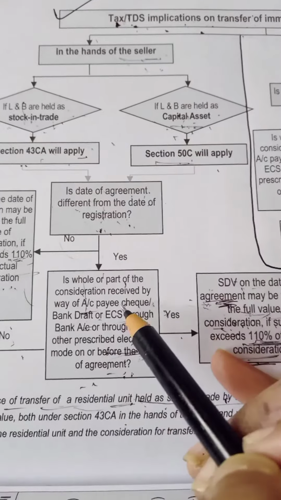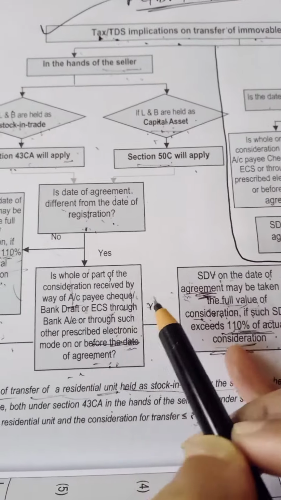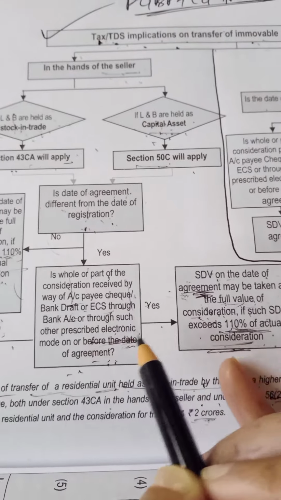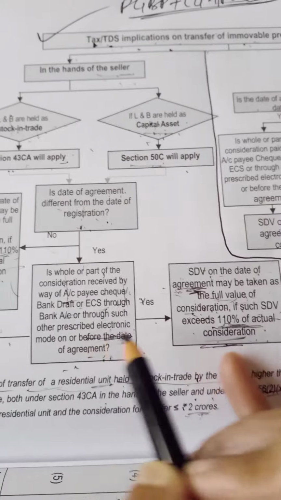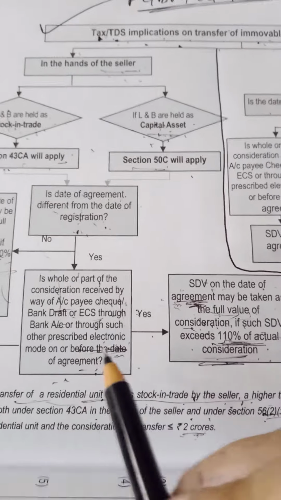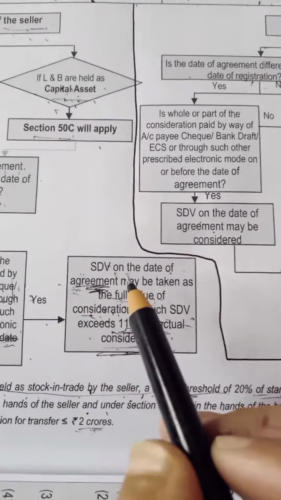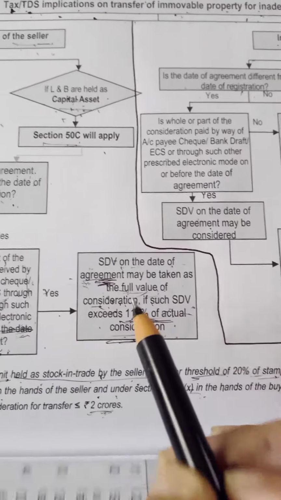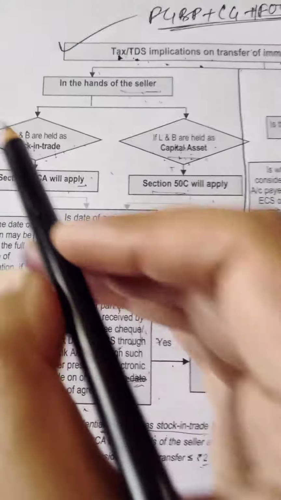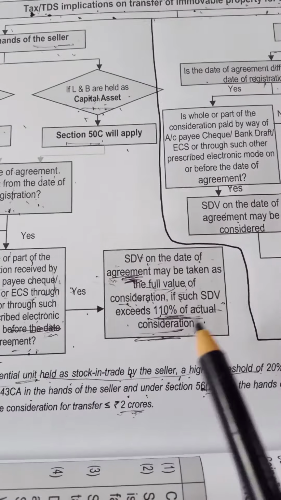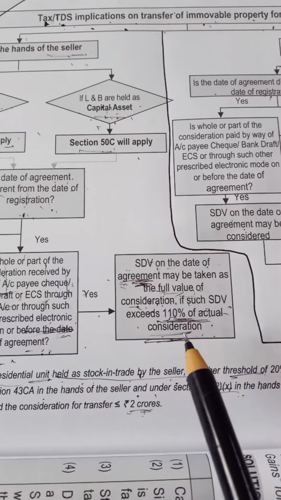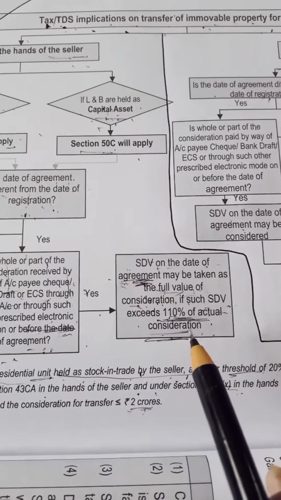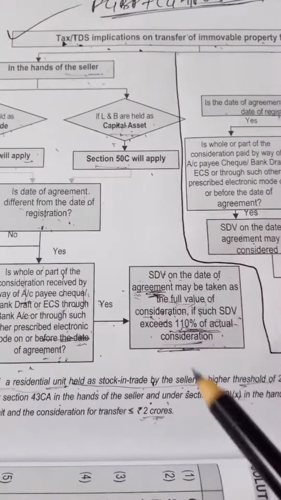If different, then next we will check the consideration amount received, whether by way of account payee cheque, ECS, electronic or any other electronic mode as prescribed. If received, yes, then SDV on the date of agreement will be taken as full value of consideration in case of capital gain, and in case of PGBP, then SDV on the date of agreement will be sale value, only if such SDV exceeds 110% of actual consideration. Otherwise the consideration amount will be full value of consideration or sale value as the case may be.